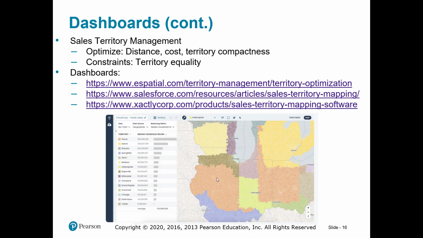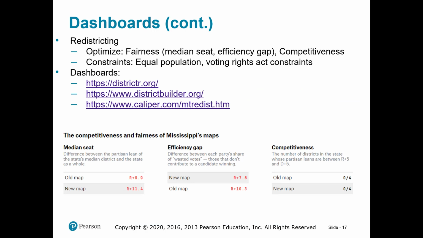So again, if we want to split up a certain region into sales territories based on distance, cost, the amount of revenue available within that region, then we can do it with sales territory management. And again, it's really just an optimization problem. Now, I had to give this example because redistricting is at the moment all very controversial on the news. And basically, it's done to maximize political gain, but people say, hey, maybe we should optimize for fairness.